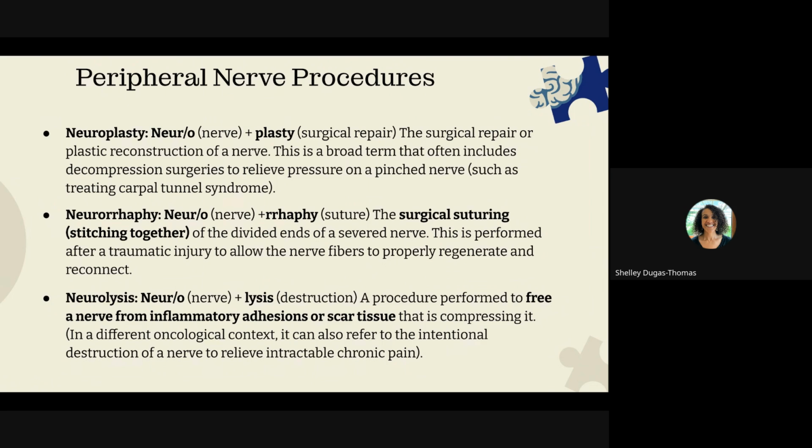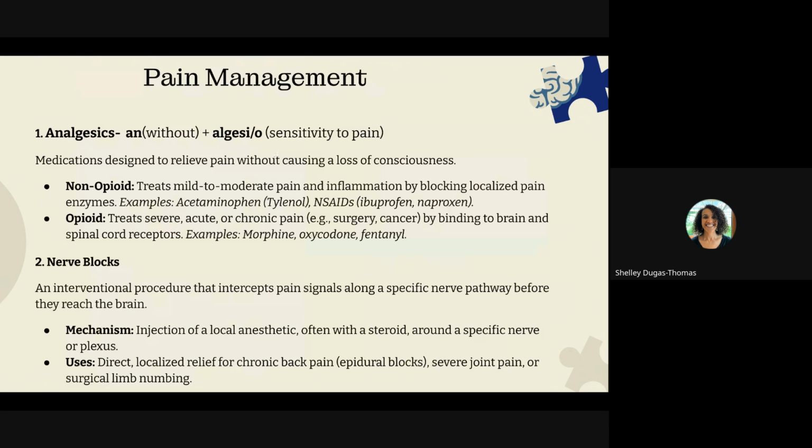So, some other surgical interventions on individual peripheral nerves are neuroplasty, the plastic reconstruction or surgical repair of a nerve cell pathway. So, neurolysis means the destruction or separation or loosening. This is a surgical procedure to loosen a nerve from painful scar tissue adhesions.